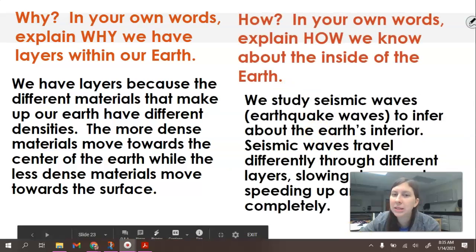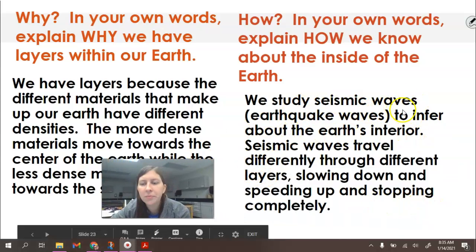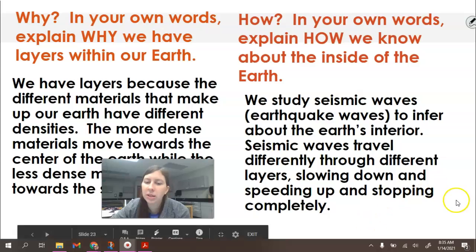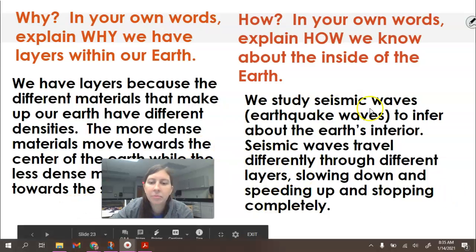And how do we know about the inside of the Earth? We study seismic waves, which are like earthquake waves, to infer about the Earth's interior. Seismic waves travel differently through different layers, slowing down, speeding up, and stopping completely. So when a seismic wave hits the inner core, it behaves differently than it would through the outer core or the mantle. And so they study how the waves travel through the Earth, and that's how they're able to make these discoveries about what the inside of the Earth is like.